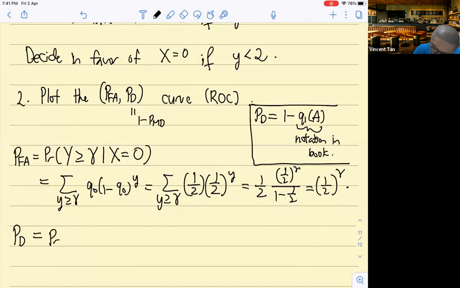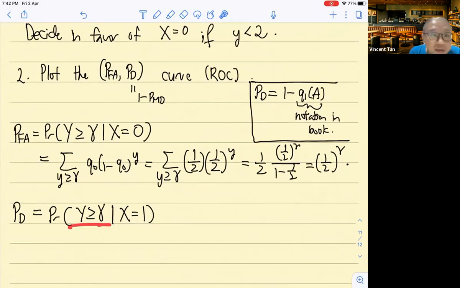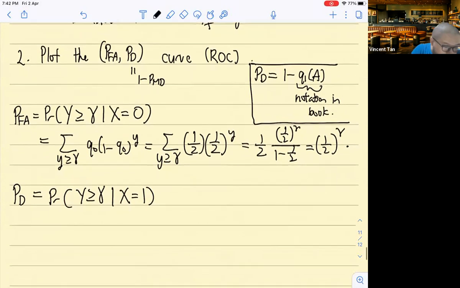The probability of detection is 1 minus the probability of misdetection. So here is x equals 1 and y is bigger than gamma. Notice that I always declare that x is equal to 1 if y is bigger than something. So this is my acceptance region for x equals 1. This is the probability of detection.